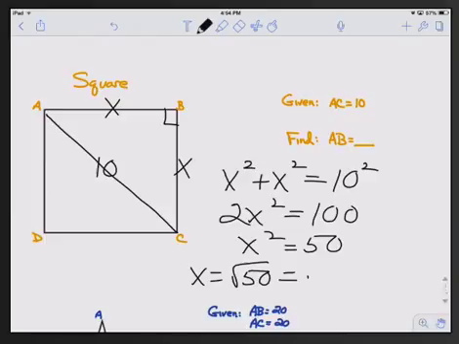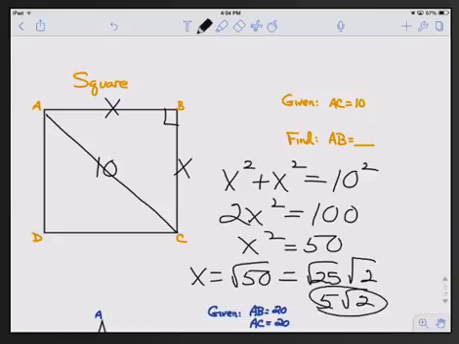You should be able to write that as the square root of 25 times the square root of 2, which means the simplified form is 5 times the square root of 2. Now you could also get that answer by using the 45-45-90 triangle theorem, which we'll go over on a later sample problem.